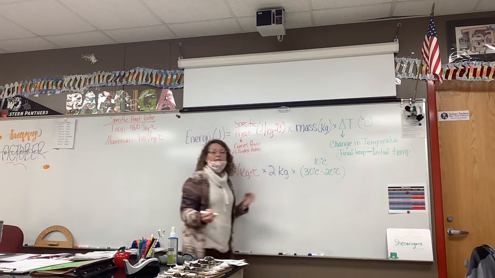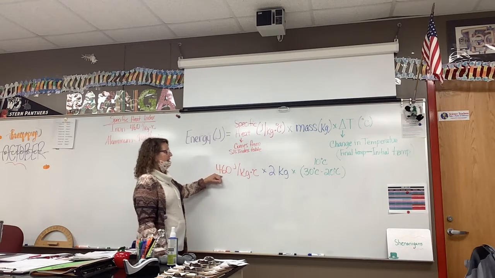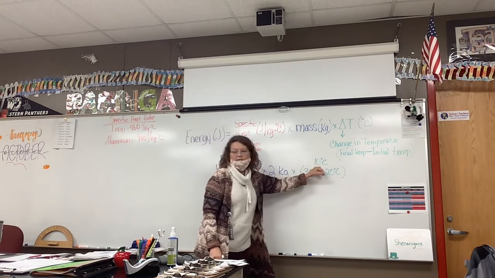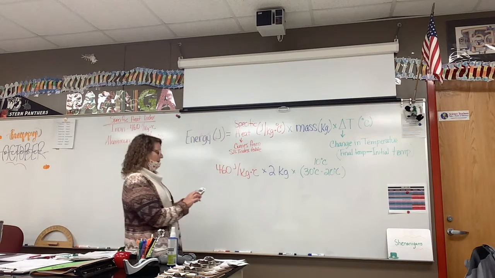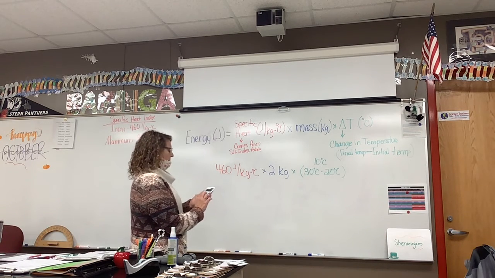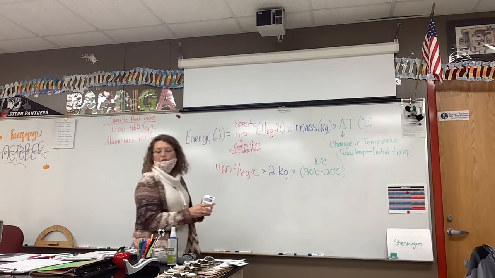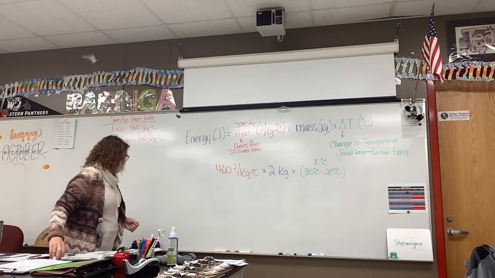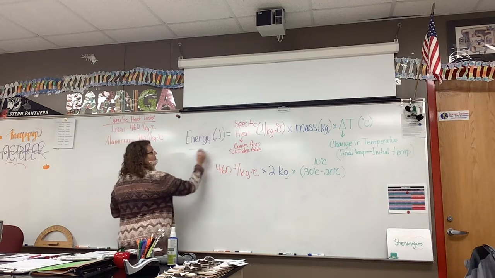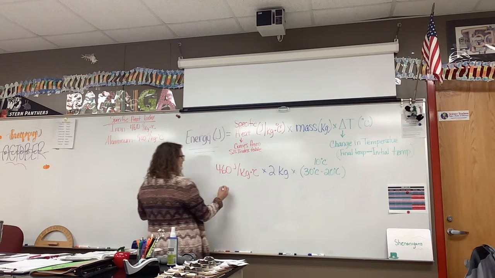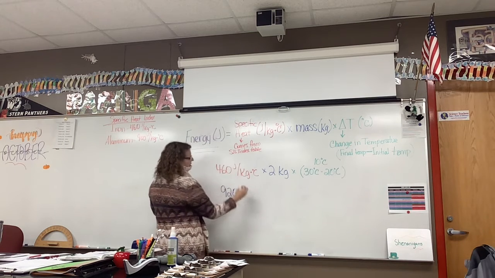Now you just plug it into your calculator. You'll take 460 times 2 times 10. That's 9,200. I'm going to write that in purple because that's my answer. My energy is what I was solving for. It's going to be 9,200, and I need joules.